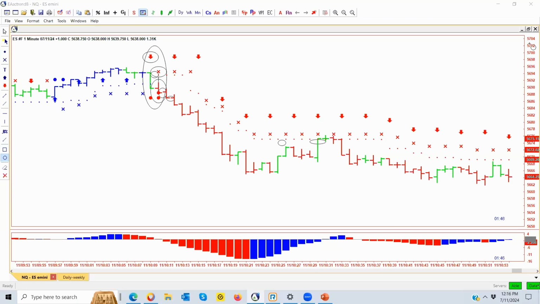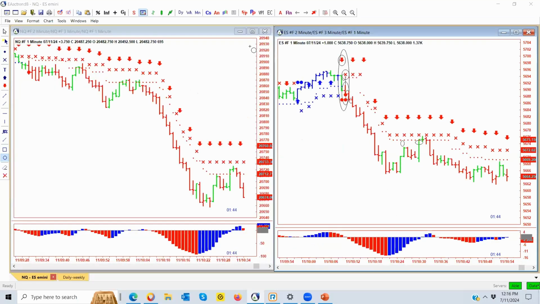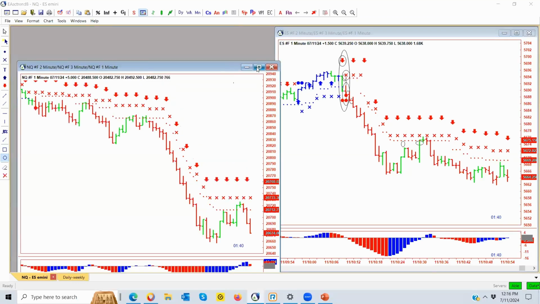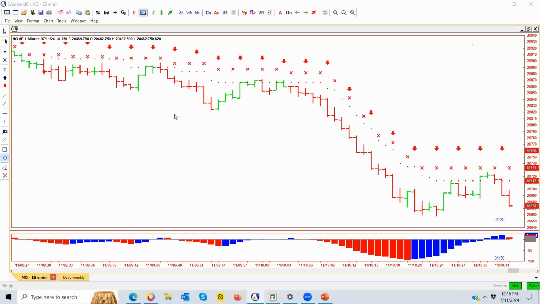Okay, just shooting back to the NQ just to show that real quick. Right, I'm Eastern time, so 9:30 open right in here. You've got triple agreement. Anywhere in here, any one of these red bars, because it went sideways, you got triple agreement. Got the red arrow, the red X, the red dot. It's 3 minute, 2 minute, 1 minute.